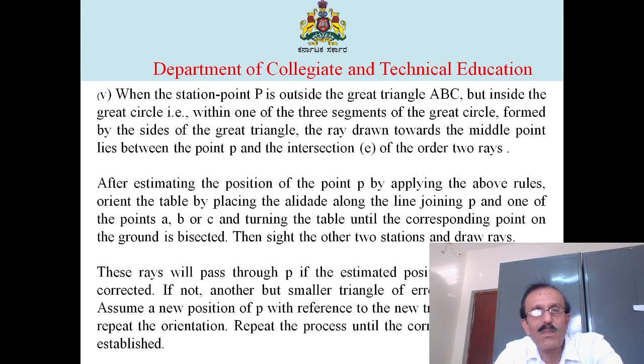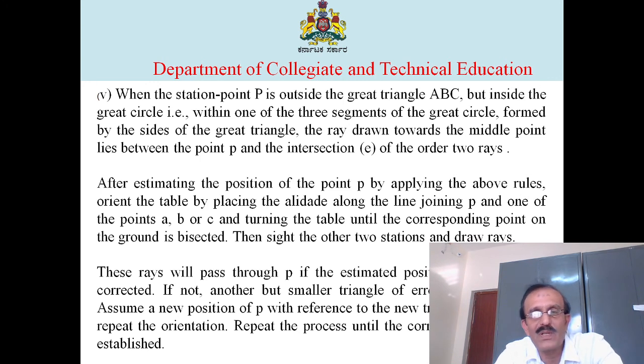When the station point P is outside the great triangle ABC but inside the great circle, within one of the three segments of the great circle formed by the sides of the great triangle, the ray drawn towards the middle point lies between the point P and the intersection of the other two rays.